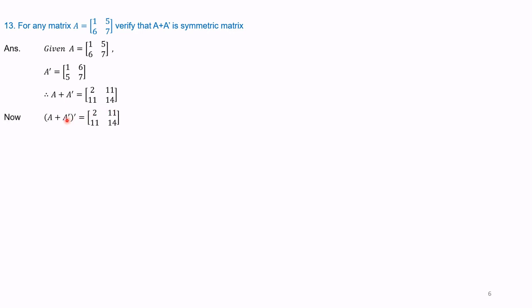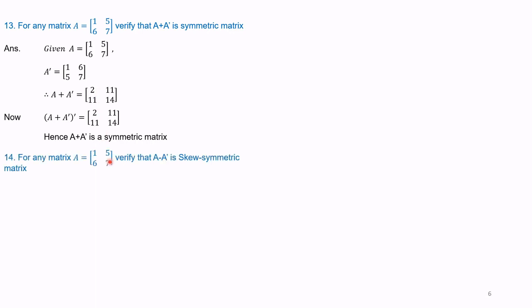Now we will again transpose the new matrix, (A plus A dash) whole dash. So, rows are converted into columns. Therefore, 2, 11 becomes a column and 11, 14 also becomes a column. So, (A plus A dash) whole dash is [2, 11; 11, 14]. Hence, A plus A dash is a symmetric matrix. That is, A plus A dash is equal to (A plus A dash) whole dash. Both are the same. Hence, it is a symmetric matrix.